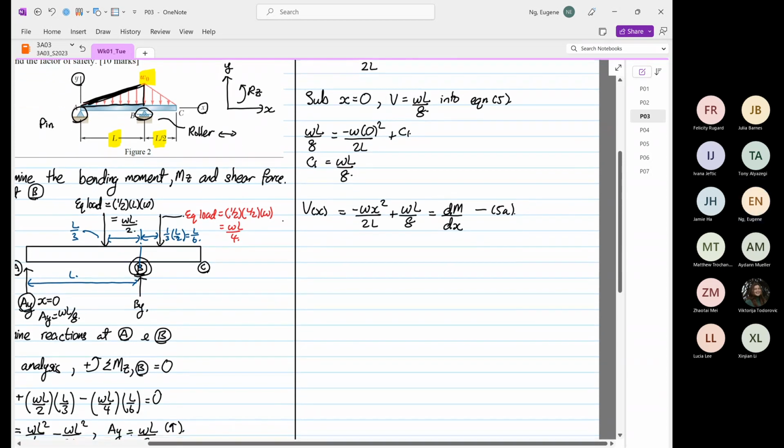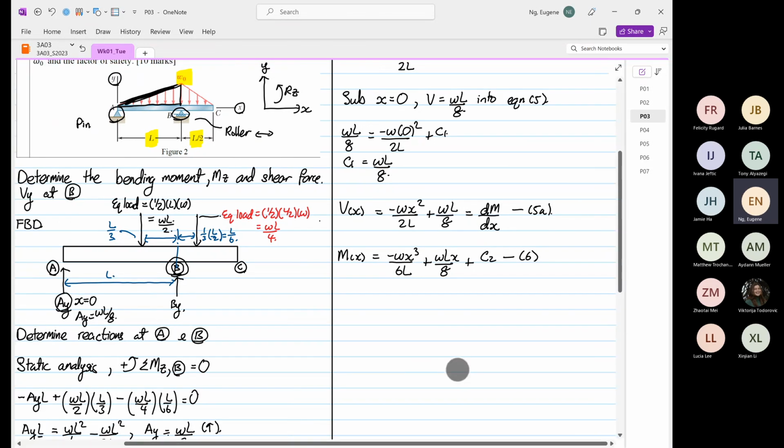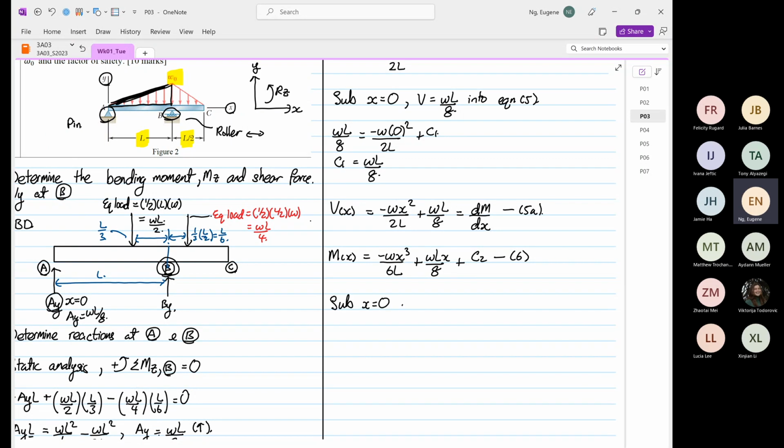So moment as a function of x is equal to minus omega naught x cubed over 6L plus omega naught L x over 8 plus C2. This is our equation number 6. From here we have to substitute another boundary condition. We know nothing about moment at this stage, but what we can be sure of is when we substitute x is equal to 0, moment is equal to 0.